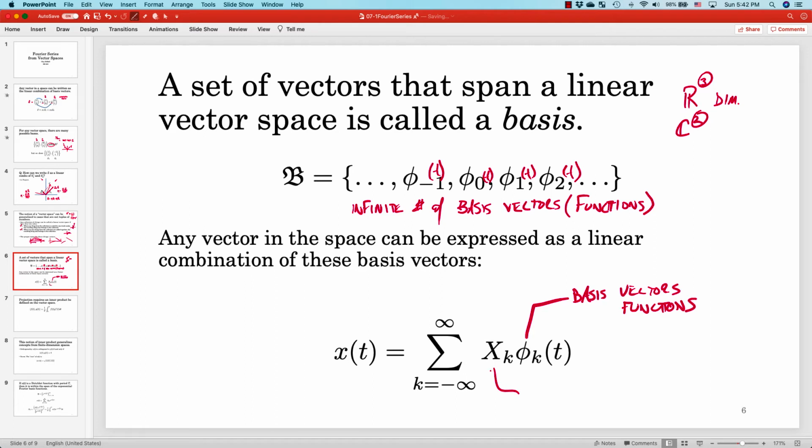And these x sub k's are scalars. Or you can think of them as scaling factors. They tell us how much of each basis function we need to get to the original function that we're talking about, the original vector that we're talking about. And so the main question that I hope you're asking is, how do we get these scaling factors?